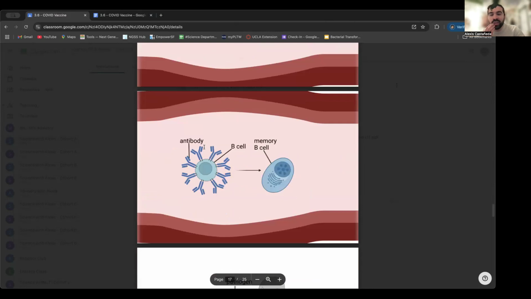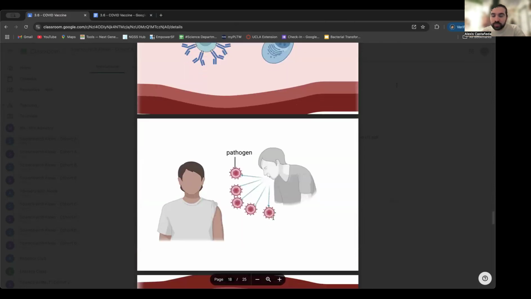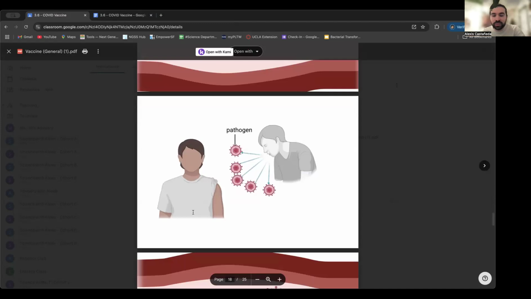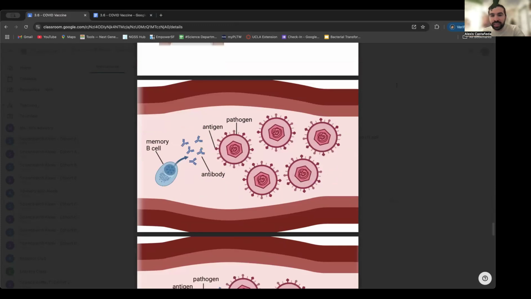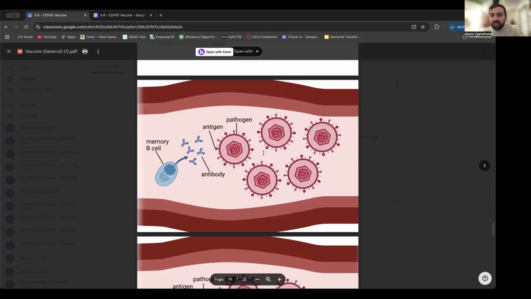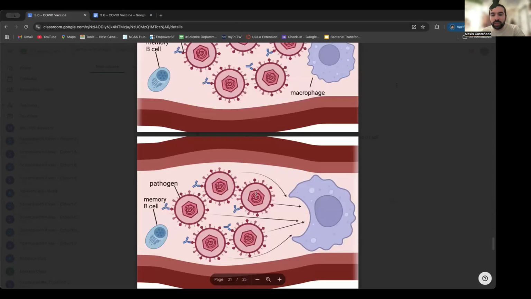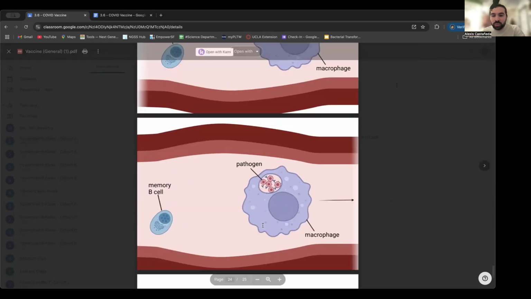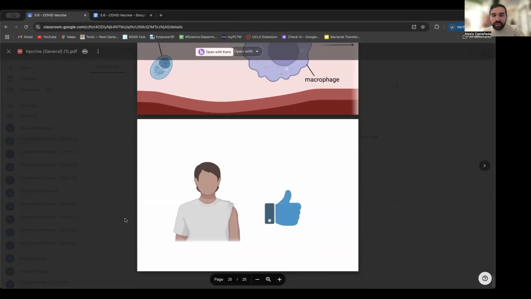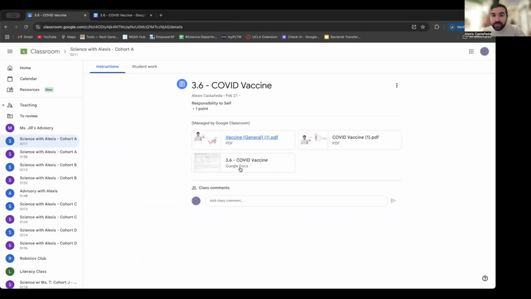So once we have eliminated the pathogen completely, the B cell is going to become what we call a memory B cell. So in the future, if someone sneezes on you or coughs on you and they release this pathogen on you, and that pathogen comes to your body, you have memory B cells that will release these antibodies and attach to these antigens yet once again. The macrophage will come by, eat all the pathogens, get rid of it, and you will be healthy. Okay. Now we're going to look at the COVID vaccine because the COVID vaccine works a little bit differently.